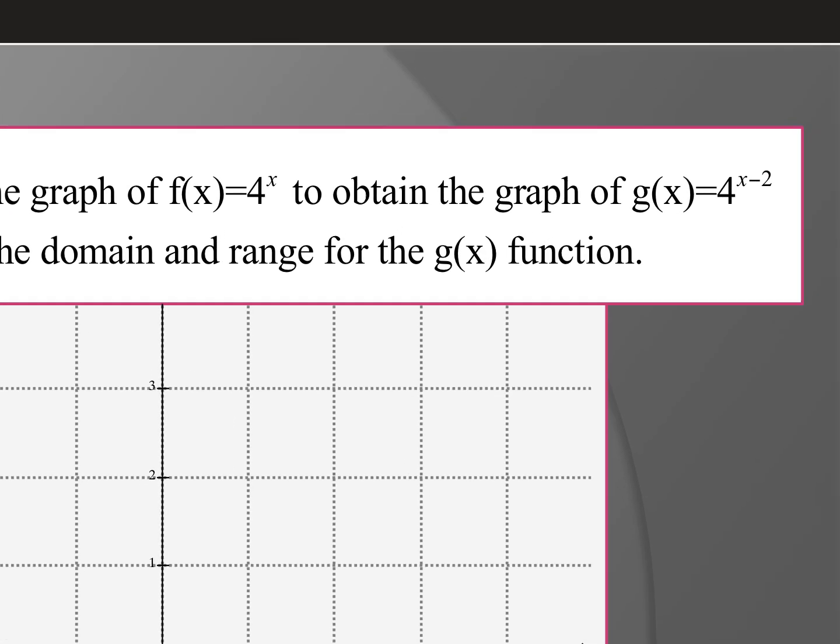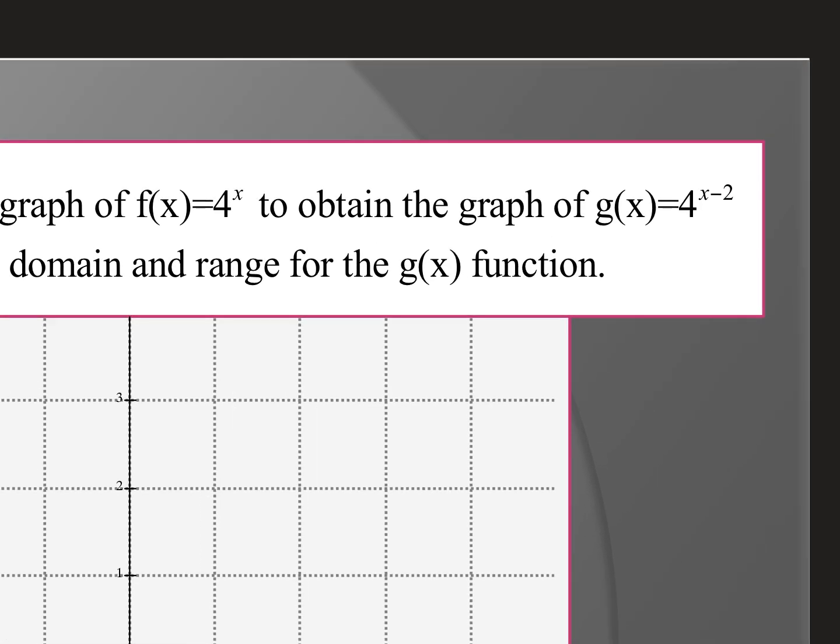All right, let's look at f of x and g of x. Let's just talk about it. What's the domain for both of these? Negative infinity to positive infinity. Good.